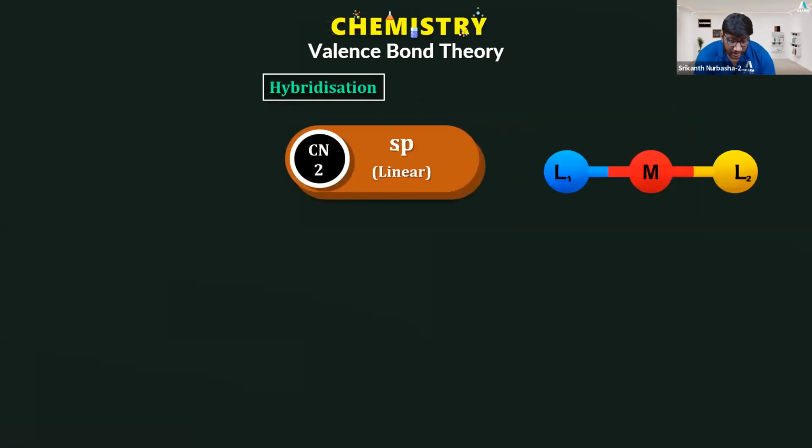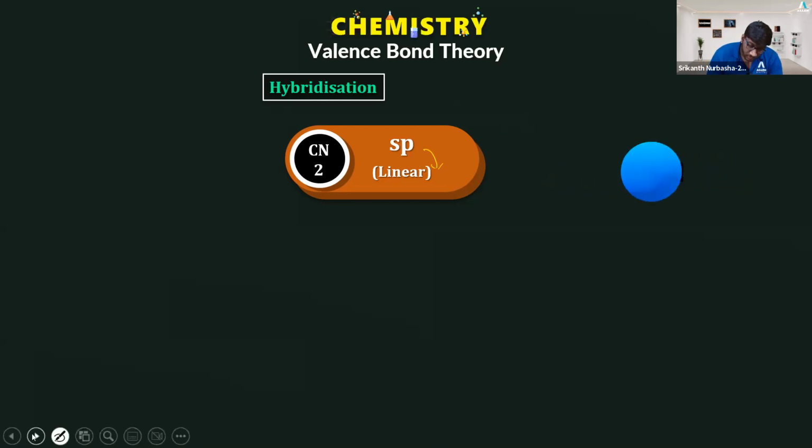Hybridization. We look at coordination number, hybridization, and shapes now. sp hybridization means what should be the coordination number? 2. sp means linear. So only 2 ligands, M, L1, L2. That is how you can have the animation.